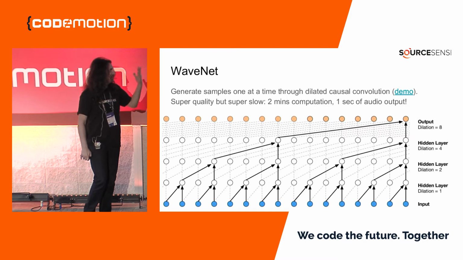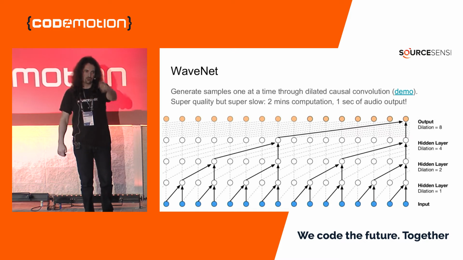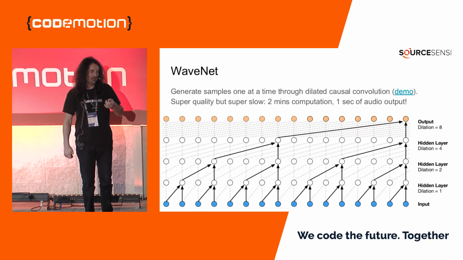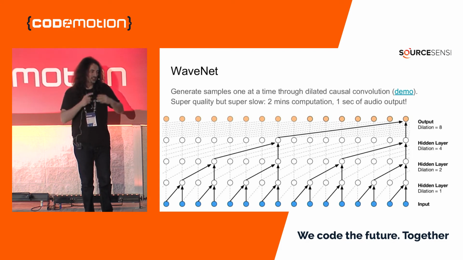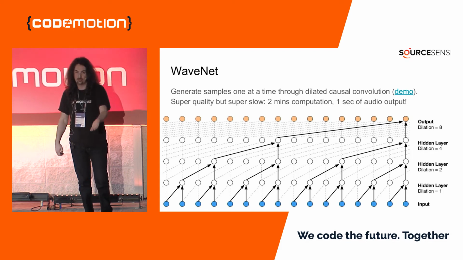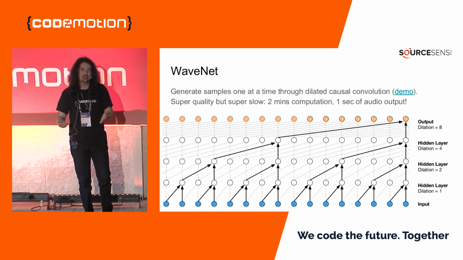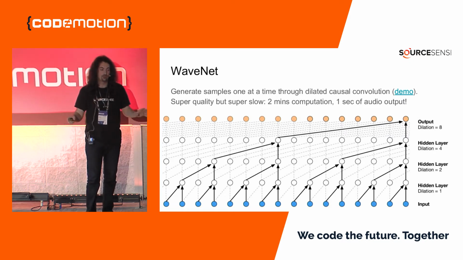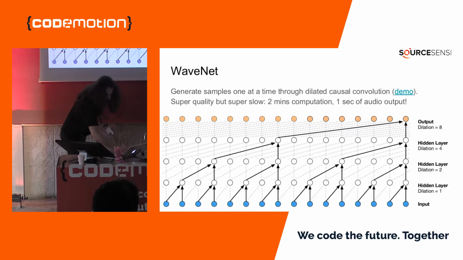And since this generates one sample for each forward pass, by generating 44,000 samples per second of audio, you're able to generate samples which are not distinguishable from reality. And I have a demo about that.